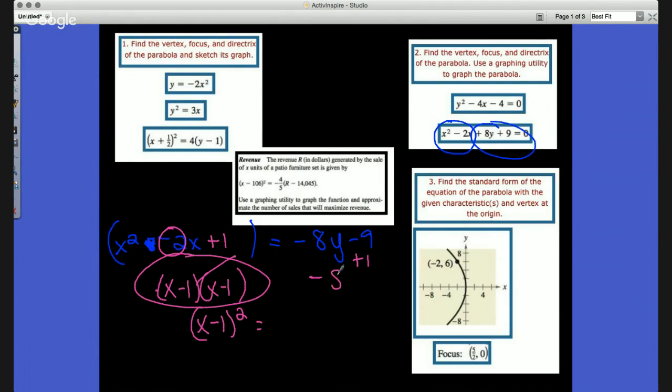Now on this right side, we get negative 8y minus 8. Pull out something in common, that's negative 8. And we're left with y plus 1. Now, we have the value by itself on the side that's opposite of the squared, so we're good there. Now, we find what our vertex is, which would be 1 comma negative 1.